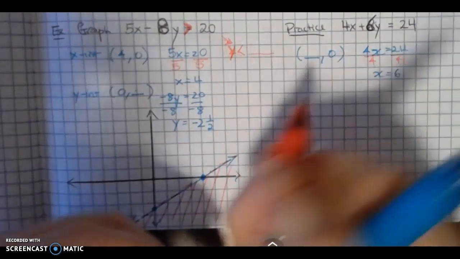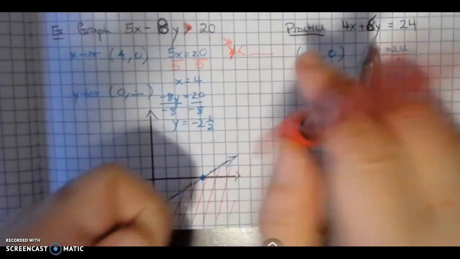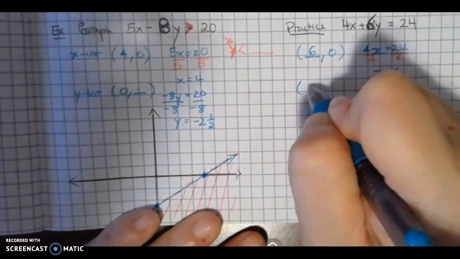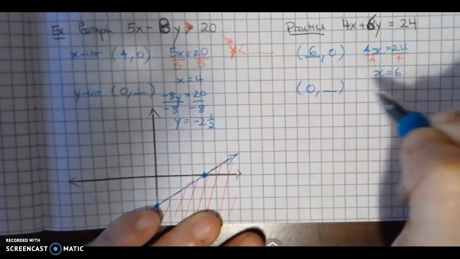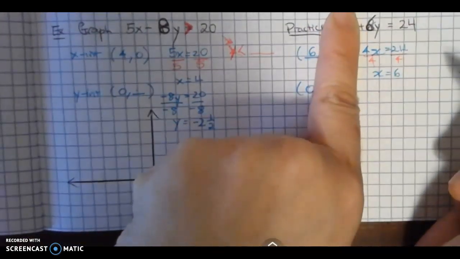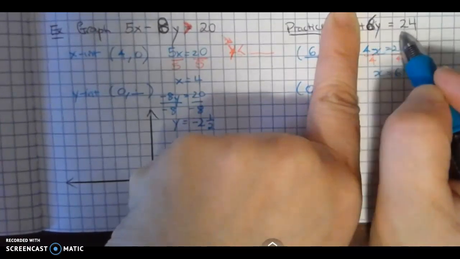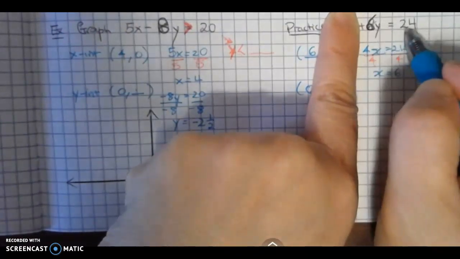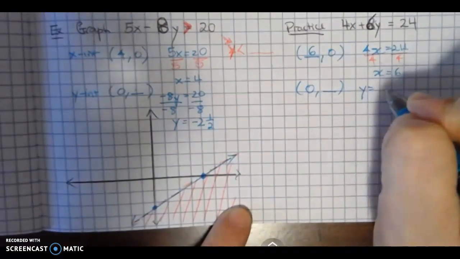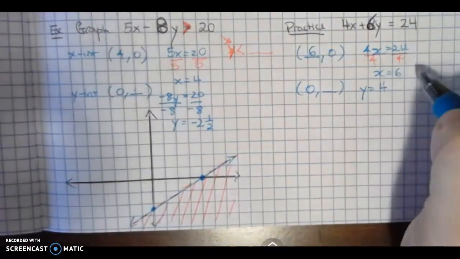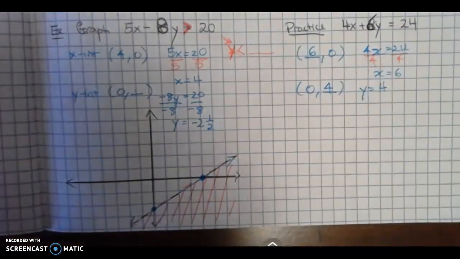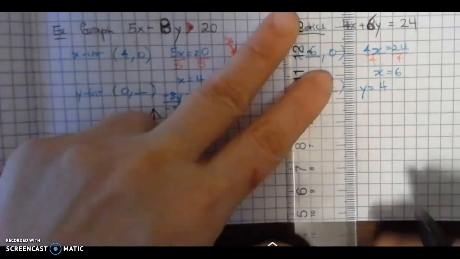Okay? All right. Then to find the y-intercept, I know that it's going to be 0, comma, some number. To find the y-intercept, we set x to be 0. You cover up the x. You are left with 6y is equal to 24. Divide both sides by 6, and you are left with y is equal to 4. Okay, you could even do this all in your head. So then (6, 0) and (0, 4) are my x and y intercepts.